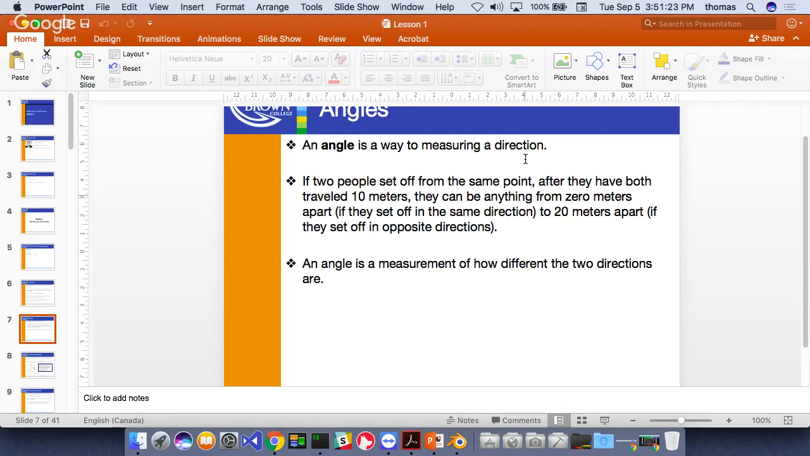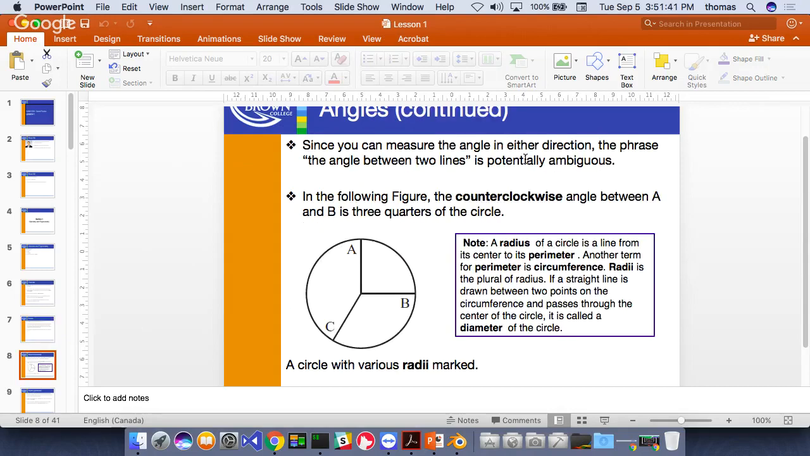But I've got to kind of hit the holes in all of your knowledge. I'm doing this for a reason, because I want to make sure that everyone's on the same page. What's an angle? It's a way of measuring direction. I'm not going to read the whole thing. It's easier if we have some kind of way of measuring angles. There are different ways of doing that.